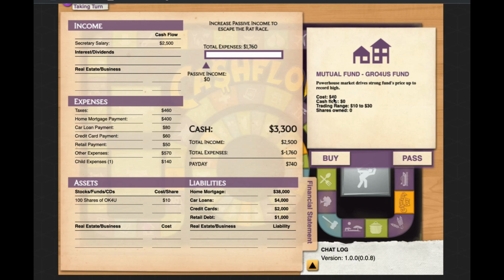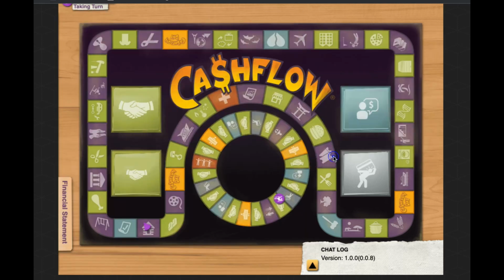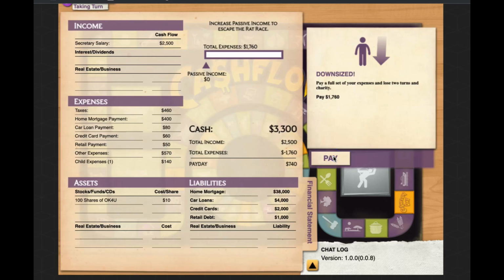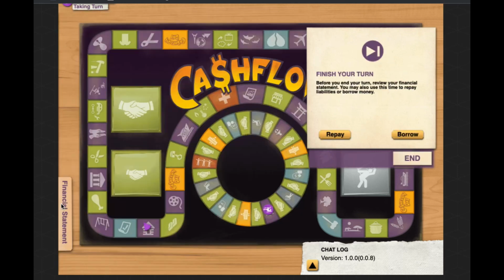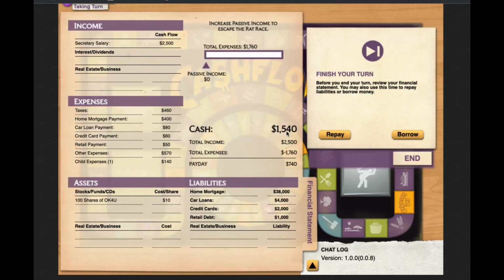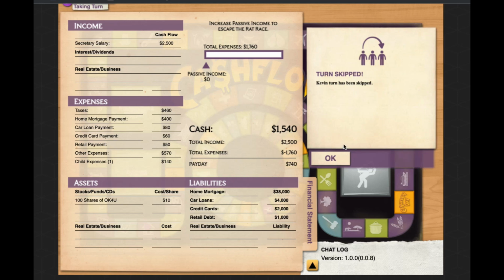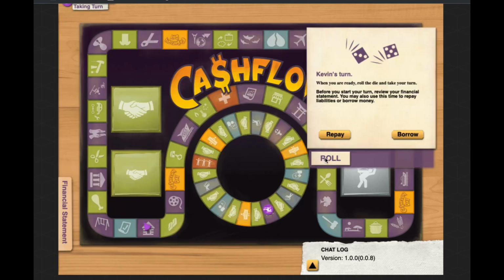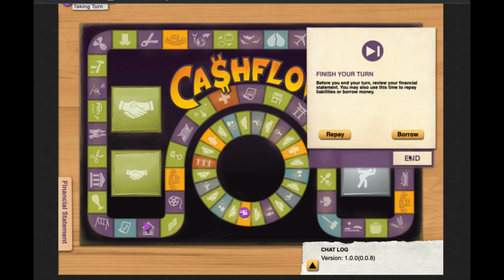It actually went over $40, but I don't own it. As you can see, I have 100 shares of OK for you. So I'll pass. Oh, never mind. We're getting downsized. So downsized, you pay your total expenses, and then you lose 2 turns. So that's going to come out. I'll pull that back up. So I was at 3,000, and now that's gone. And then I wound up losing a turn. Skip another turn, and then we're done. Skip another turn. Another payday.